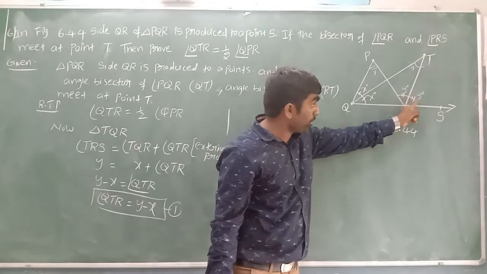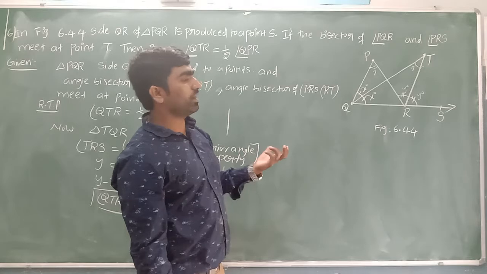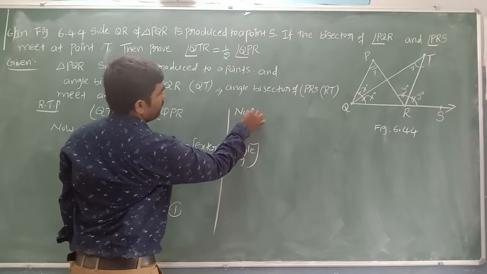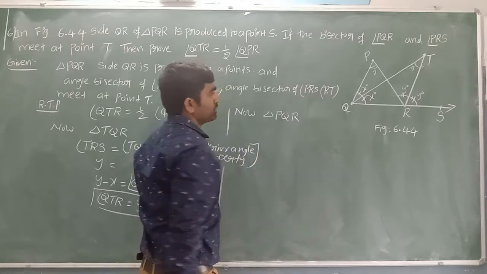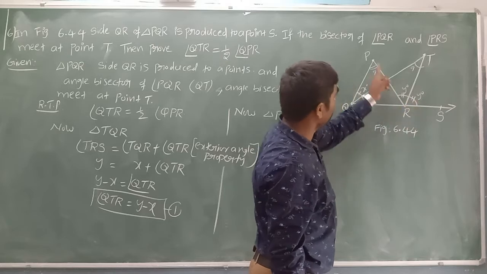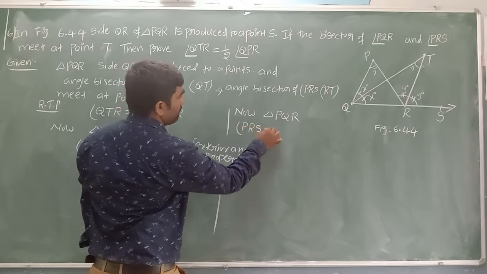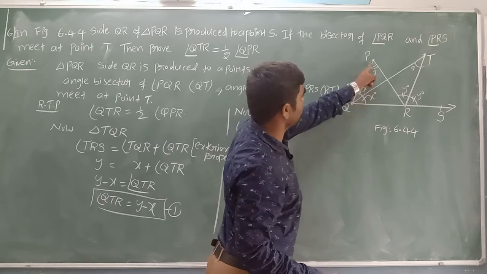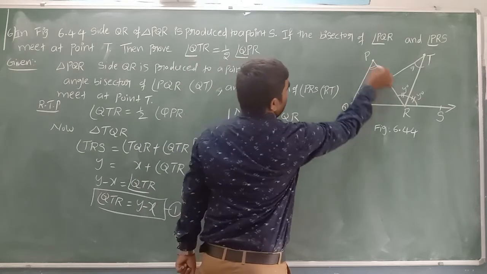So exterior angle y plus y, 2y is equal to P plus 2x. By using that exterior angle condition, I want to know this angle QPR. Now I am taking triangle PQR. So when I take triangle PQR, what is the exterior angle? This whole we can take exterior angle. PRS is exterior angle. Exterior angle PRS is equal to interior angle is what now? Angle PQR plus angle QPR.